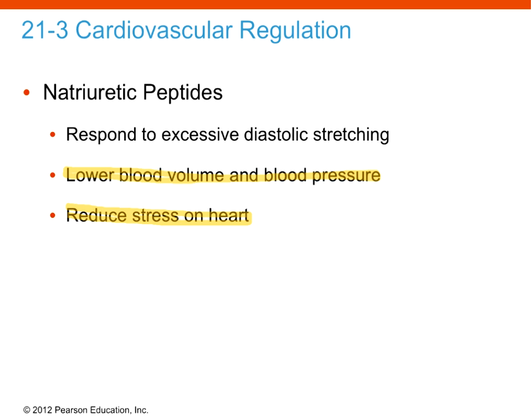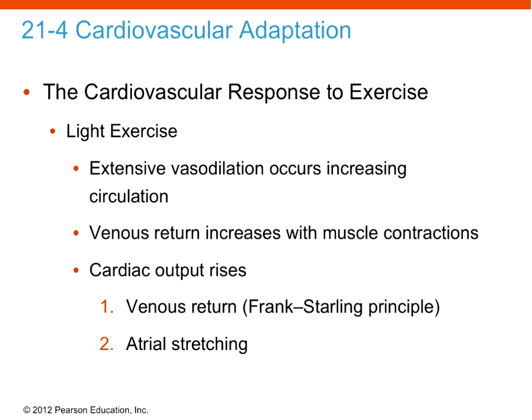Natriuretic peptides, they're going to respond to excessive diastolic stretching. Remember, diastolic means the resting phase stretching. So if there's a lot of stretching when the heart's not having a contraction, if you will, then that can usually be an indication that the blood volume and the blood pressure may be too high. So the natriuretic peptides, specifically atrial natriuretic peptide, what they do is they lower blood volume and lower blood pressure, and they help to reduce the amount of stress on the heart.